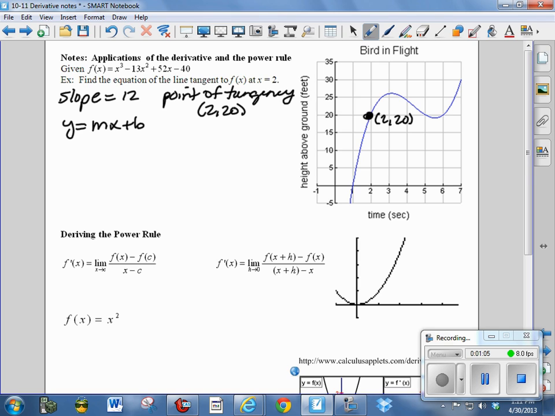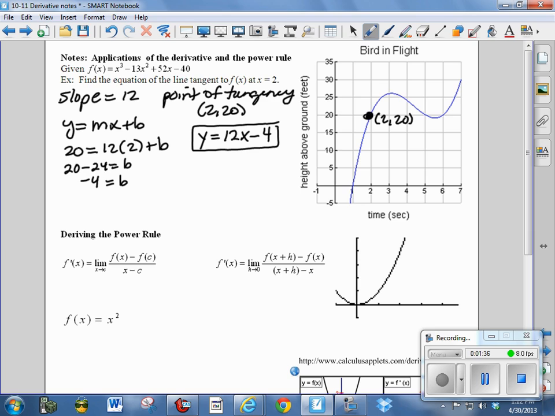So we're going to put 20 in for y, 12 in for our slope, 2 in for x, and find b. So we have 20 minus 24 is equal to b, so negative 4 is equal to b, so that's my y-intercept. So my equation is y is equal to 12x minus 4. So there's my equation of the tangent line.